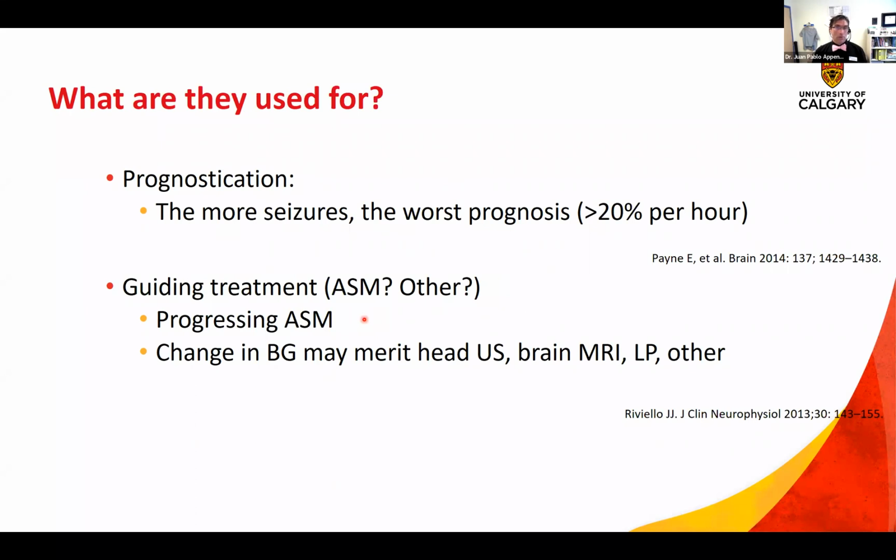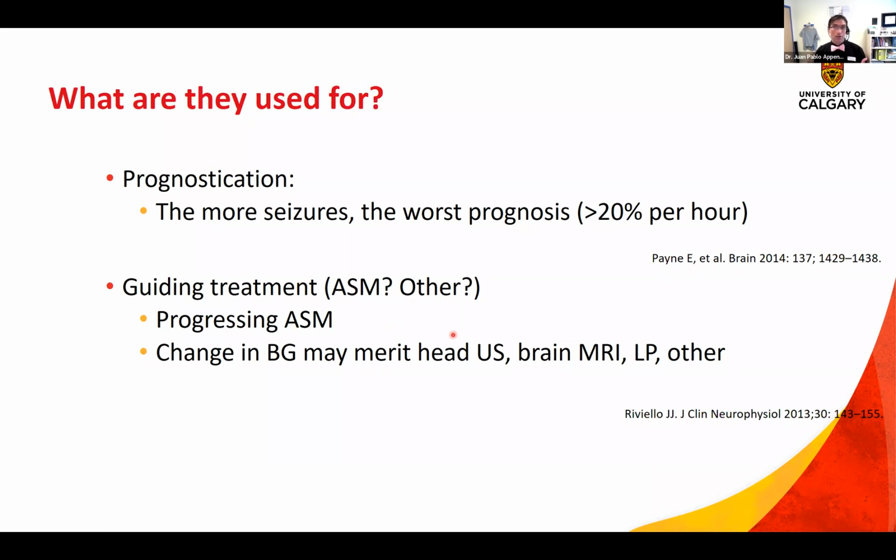So why do we use, or what is the intention of these trends? It is to help in the prognostication, because as we all know, from Dr. Payne's work from almost 8 years ago, the more seizures you have, the worse your outcome is going to be, particularly if it is more than 20% of the time, which means 12 minutes or more per hour. That will lead to a worse prognosis.